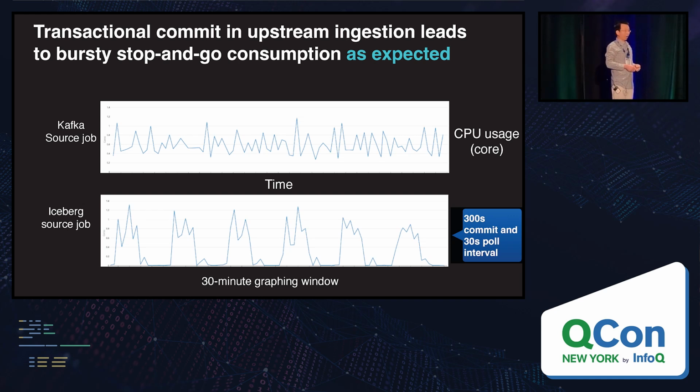But if you look at the Iceberg source job, here we're using a 5 minutes commit interval and a 30-second pull interval. We can see the Iceberg source job was busy, processing a batch of files for maybe 2 to 3 minutes. After it was done with the batch, it was idle for the next 2 minutes maybe, until the new batch comes in, and it was busy again, then idle for the next 2 minutes. This kind of stop-and-go consumption pattern is what we expect from the global transaction writing in Iceberg.